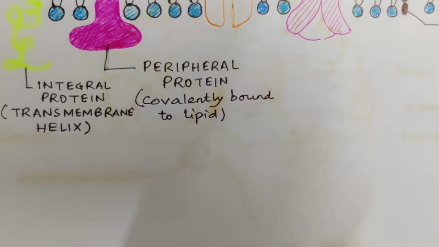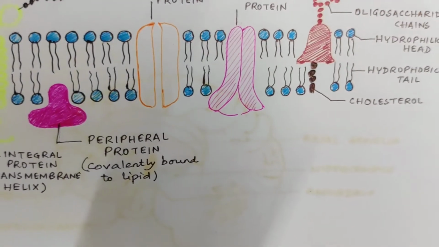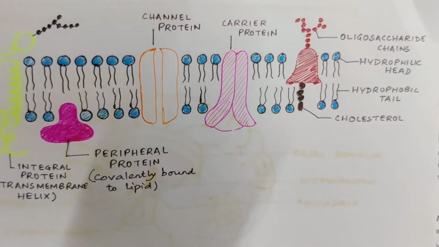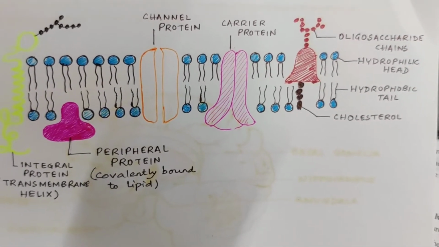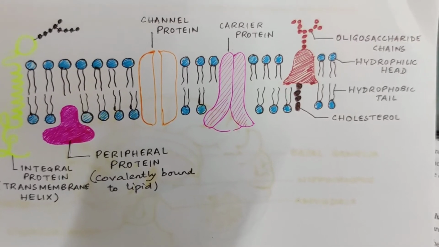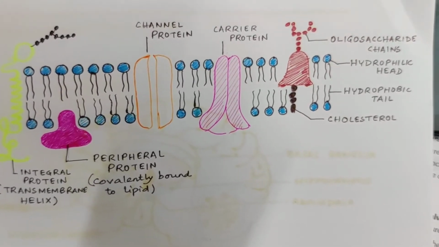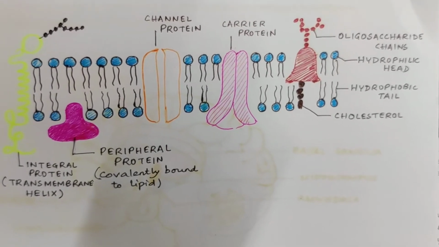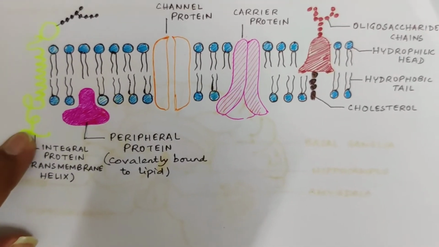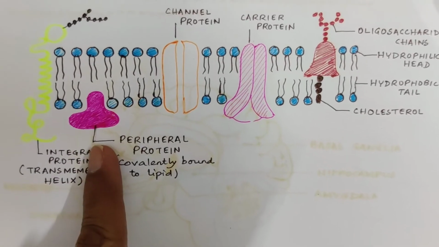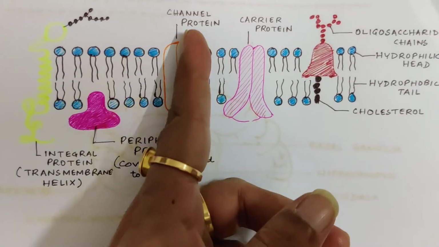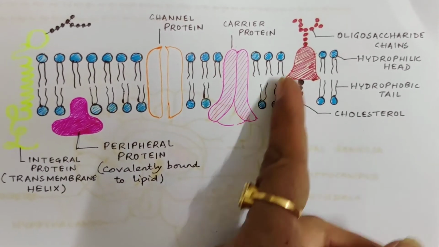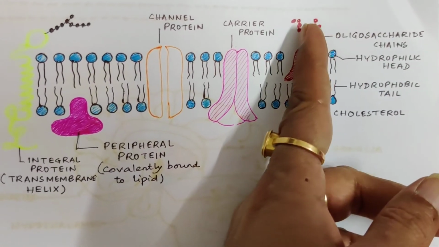Coming to the diagram of fluid mosaic model of the cell membrane. You can see the protein, lipid and protein, the integral protein, transmembrane helix, this one, the yellow one. Now this is peripheral protein. These are channel proteins. This is carrier protein. These are oligosaccharide chains over here.